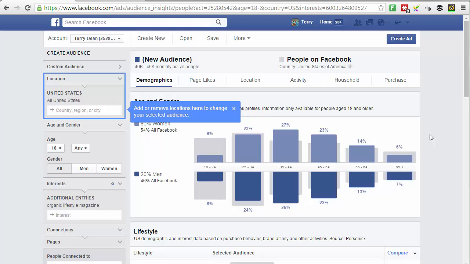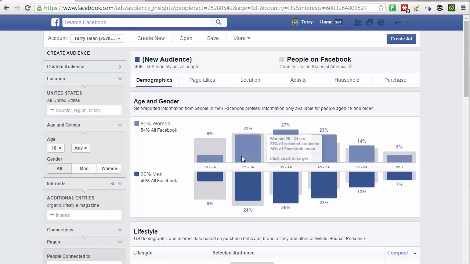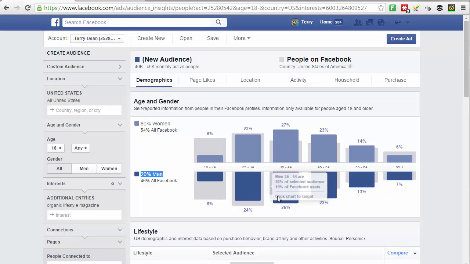Okay, so we're targeting Organic Lifestyle Magazine, and you'll notice that we just changed here, and we can now see some of the demographics of the people who like this magazine on Facebook. And notice it's 80% women, 20% men. One of the first things we notice. The difference here is the blue bars is this audience. The gray bars is the overall average of Facebook. So as you look at this, you'll see that there's less people in the 18 to 34 categories, but there's more people in the 34 to 64 categories than on the average of Facebook.